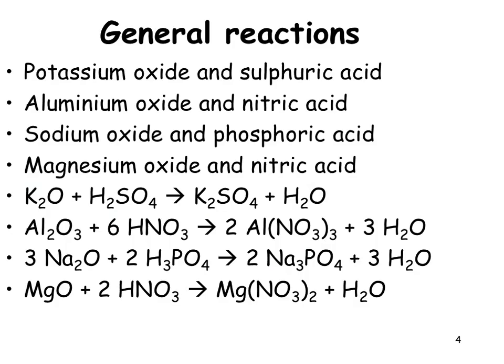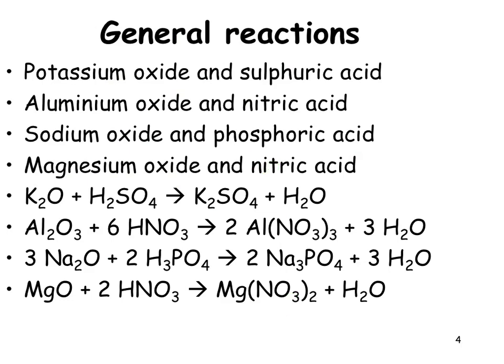Taking a look at the more general ones, if I'm going potassium oxide and sulfuric acid, I'll get potassium sulfate. Aluminium oxide and nitric acid, aluminium nitrate as my salt. Sodium oxide and phosphoric acid, sodium phosphate as my salt. Magnesium oxide and nitric acid, magnesium nitrate as your salt.